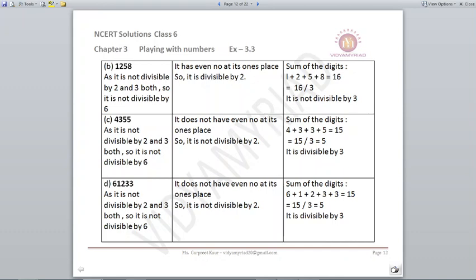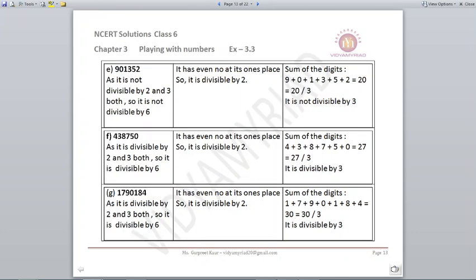Next, 61233. 3 is an odd number, so it will not be divisible by 2. And the sum of the digits is 15. It is divisible by 3, but it will not be divisible by 6 because both the answers are not yes.